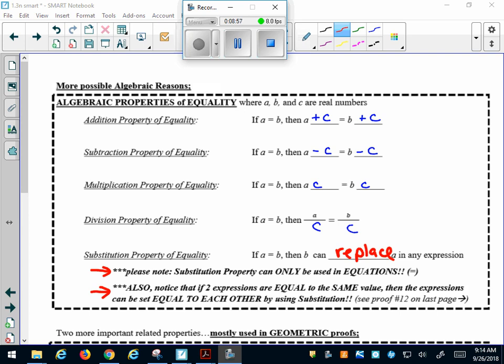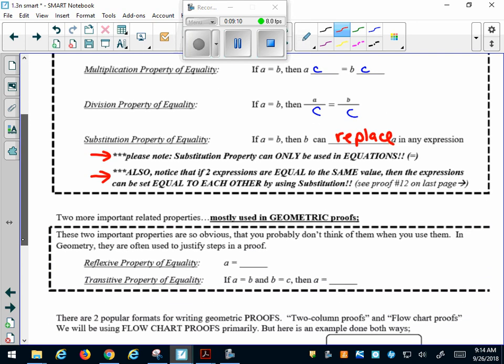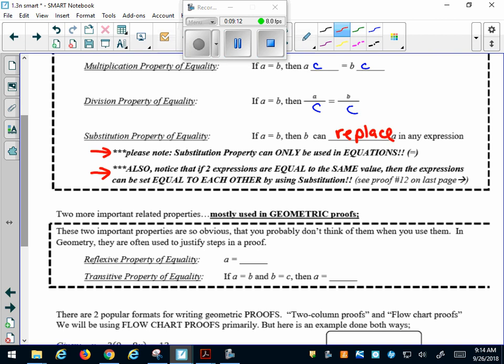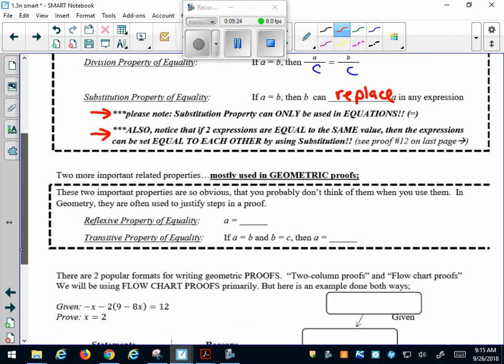It can't be in a congruent statement. It can't be in a sentence. It has to be in an equation. It has to have an actual equal sign. All right, so that's something to remember for later. Also, notice that if two expressions are equal to the same value, then the two expressions can be set equal to each other by substitution. And again, that will make more sense when we run across that in a proof.